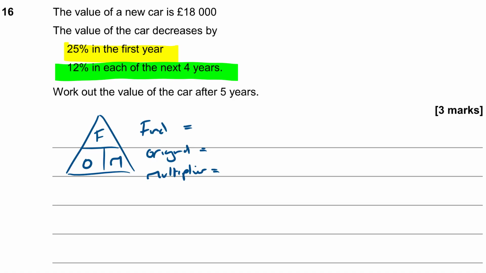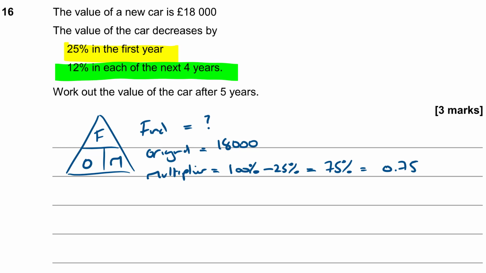So final is what we're going to get after applying the percentage change. Original is what we start with, 18,000, and multiplier, now this is a 25% decrease. So when you increase or decrease, you start with 100% and then you add or subtract your percentage. In this case we subtract 25%, giving me 75%, which as a multiplier is 0.75.